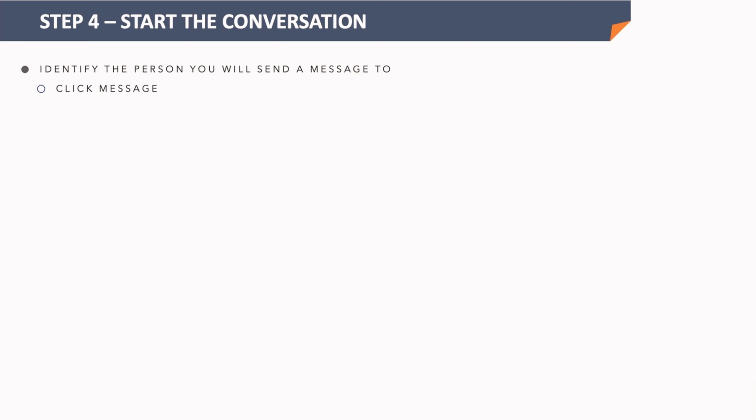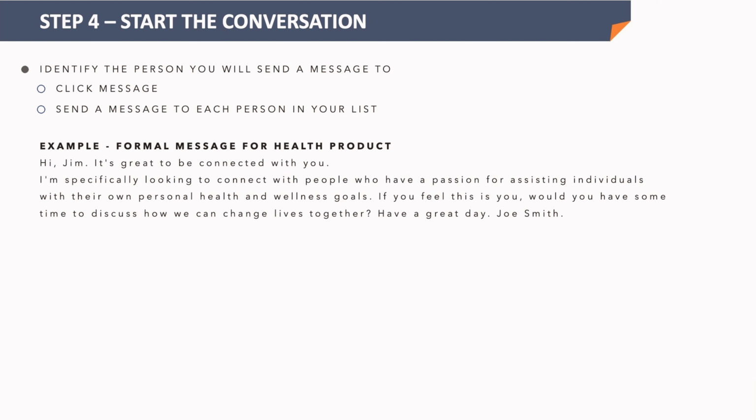Which leads us into step number 4, which is starting a conversation. We want to identify the person that we're going to be sending a message to. We click message, and up pops the platform, the InMail platform, for us to then connect with them directly. At that point, we want to send a message to every single person on the list.